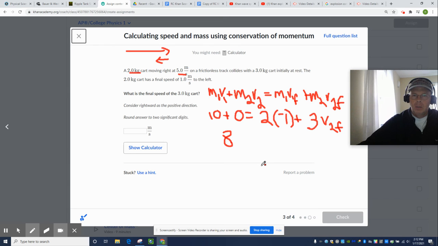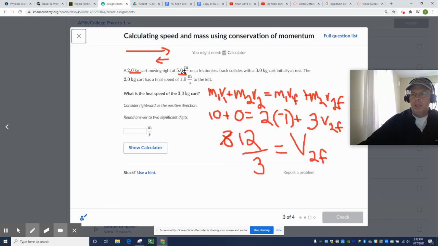So hang on, is that right? No, it is correct. I'm an idiot. I need to add 2 to both sides. That would give me 12 divided by 3. Sorry, this is why you don't do algebra in your head. 8 and then plus 2. You have to undo the subtraction over here. 10 plus 2, all divided by 3, is indeed 4 meters per second.